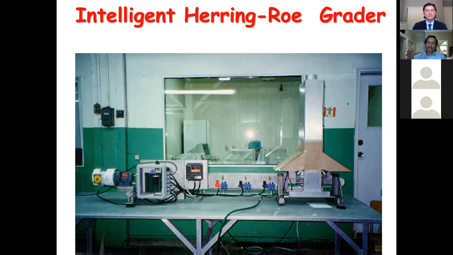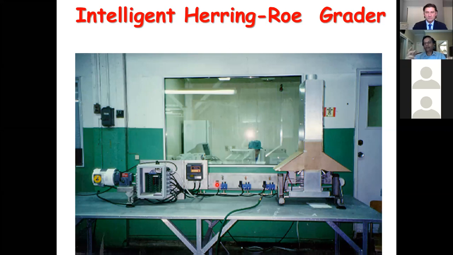And then the other problem is this: the people who grade are manual labor, and the industry is seasonal. So you have this herring season where you get these people into the plant and then do the grading. But then next year, most of them may have other jobs. You have to get a new force and train them. So the company thought it's better to automate this.